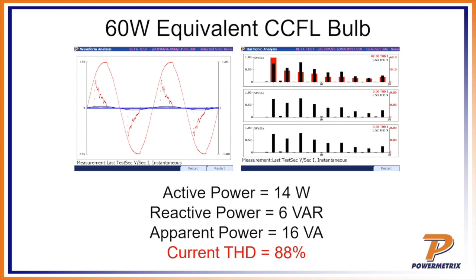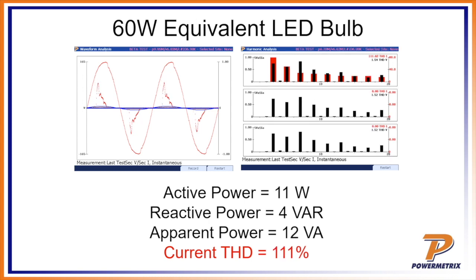All right, so that's the compact fluorescent bulb. Let's go on to the LED bulb. The LED bulb, once again the 60 watt equivalent, has an active power now down to 11 watts. Remember, we started out with 40 watts with our original incandescent bulb. So we're now down to basically a quarter of the wattage being consumed.